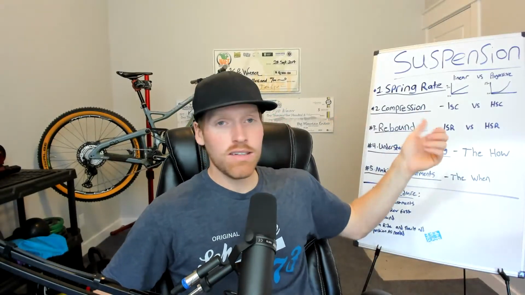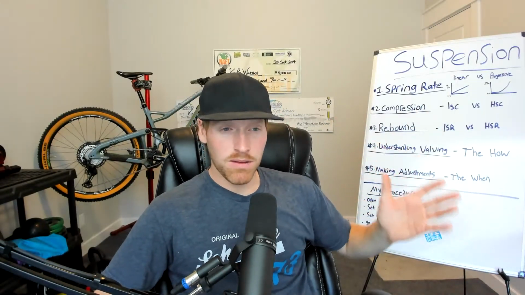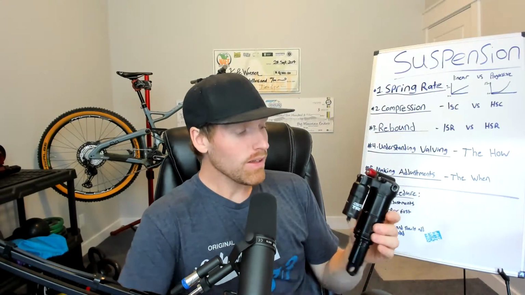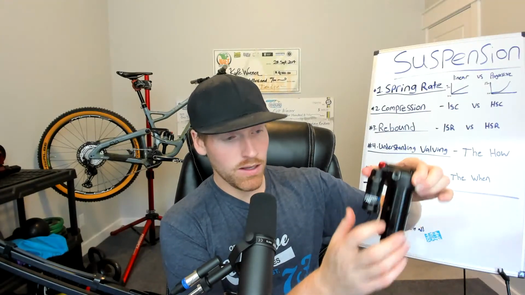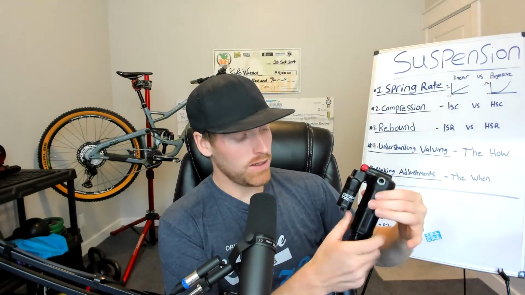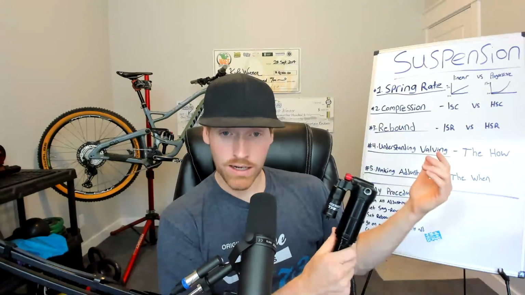So you'll see a lot of people mess with the spring curve on their bike. What you can do on a lot of shocks now, like on this shock, is you have your positive chamber and your negative chamber. If you add spacers, reducing the volume of the positive, you'll make the shock more progressive. If you have a bigger positive and reduce the volume of the negative, you'll make the shock more linear.